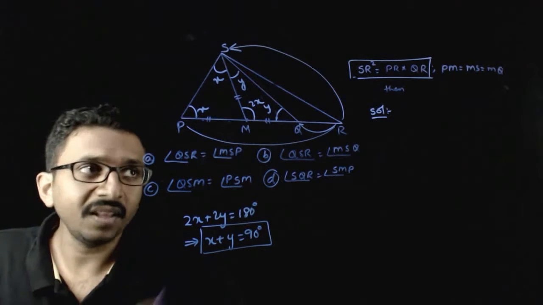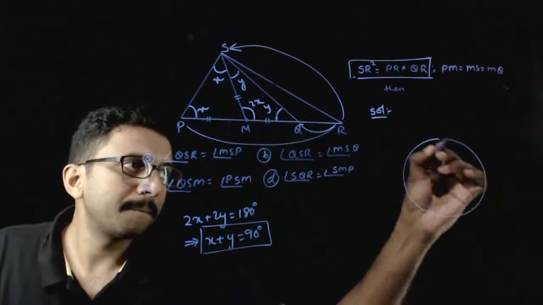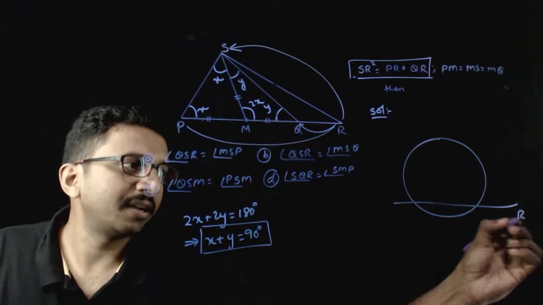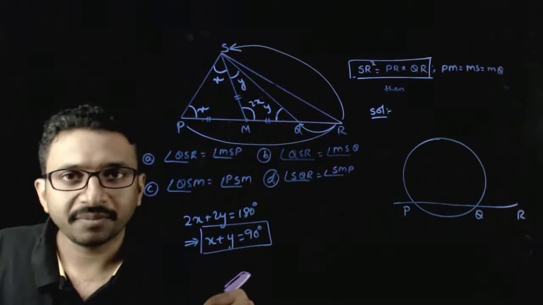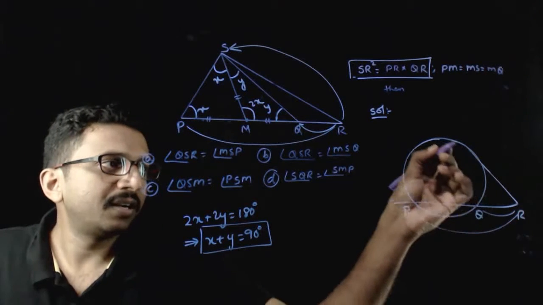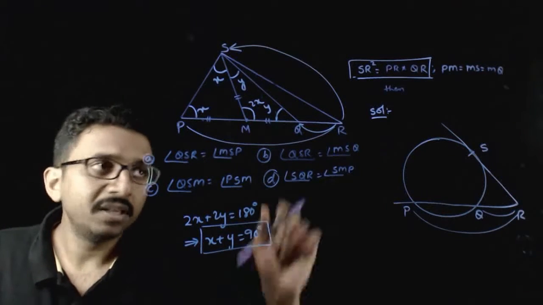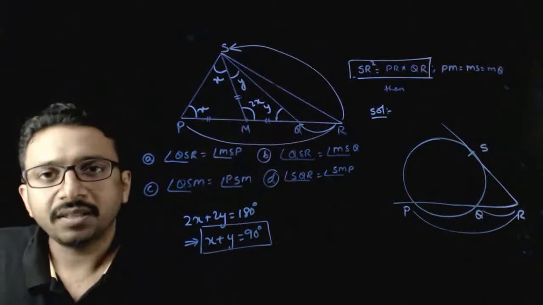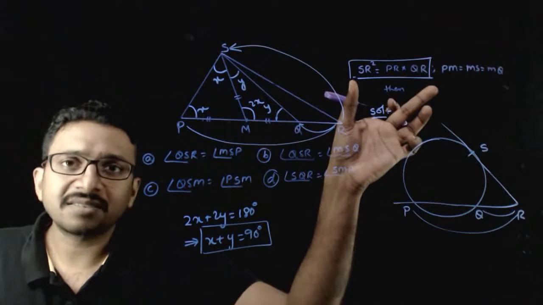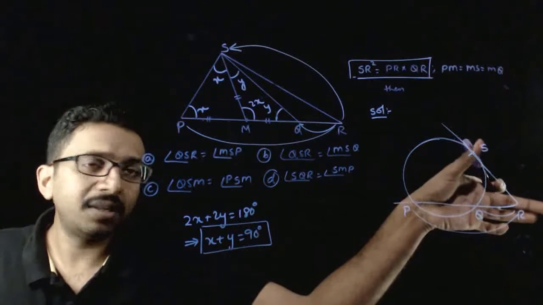Yes. This is a very familiar relation in circles. If you take a circle and from an external point R you draw a secant, and it meets the circle at Q and P, then RQ into RP is equal to the length of the tangent whole square, RS whole square. So this is the same relation as given in the question. In a circle, RQ into RP will be equal to the length of the tangent whole square.